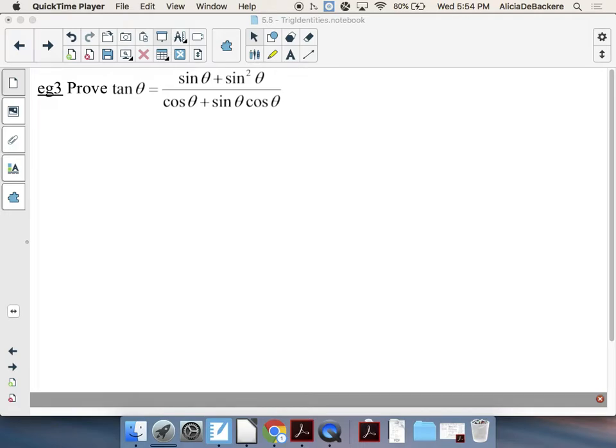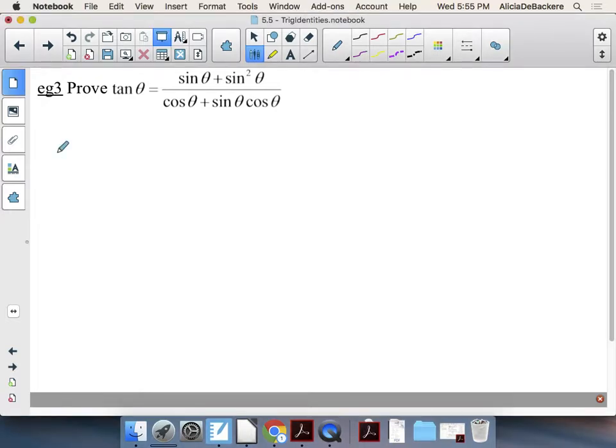Okay, another example, example 3 here, we're going to prove that tan theta is always equal to (sine theta plus sine squared theta) all over (cos theta plus sine theta times cos theta). So this one's enormous, and we're going to try to simplify this so that the left side is the same as the right-hand side. But remember, it's just like a puzzle. We're trying to make one of them look like the other.